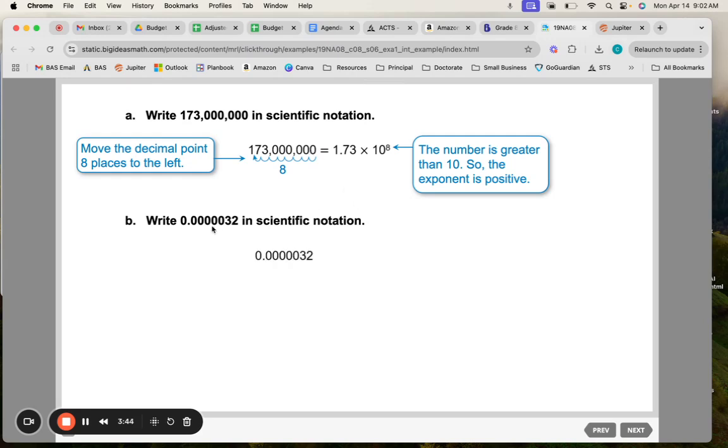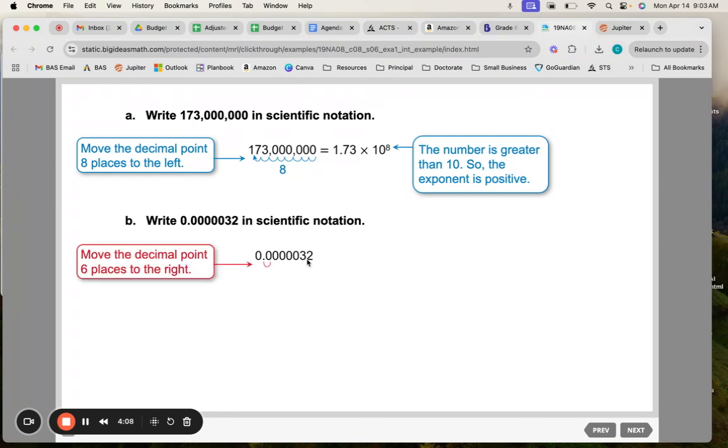All right, now let's write 0.0000032 in scientific notation. So again, we're going to move the decimal to where? The right. Yep, until when? One number. There's 6 zeros? Yeah, what number? Tell me what number. 3.2. So we're going to put it between the 3 and the 2.